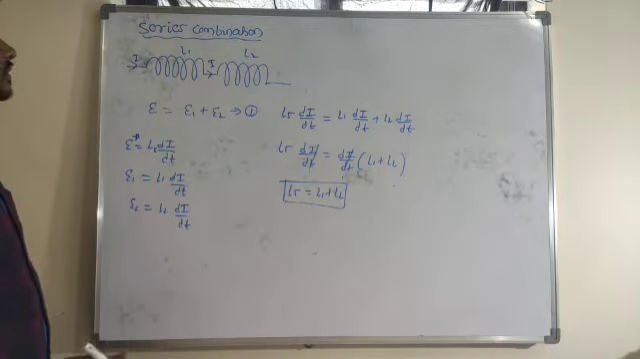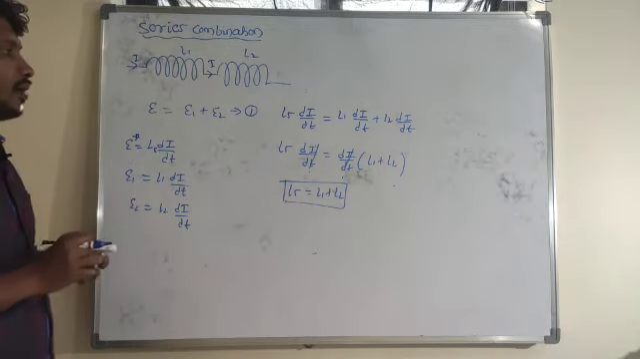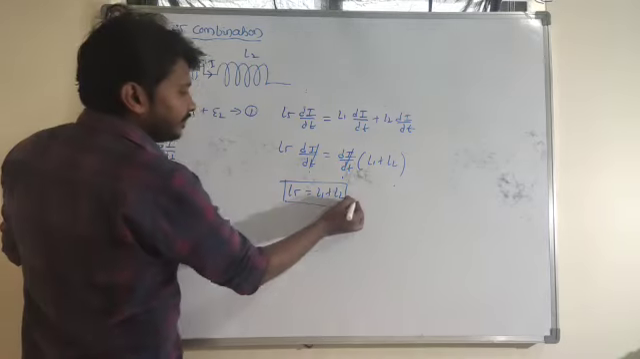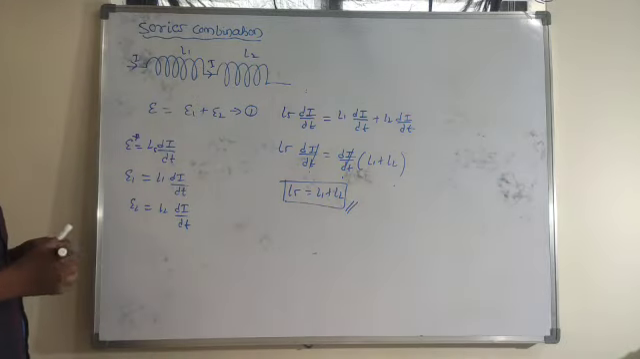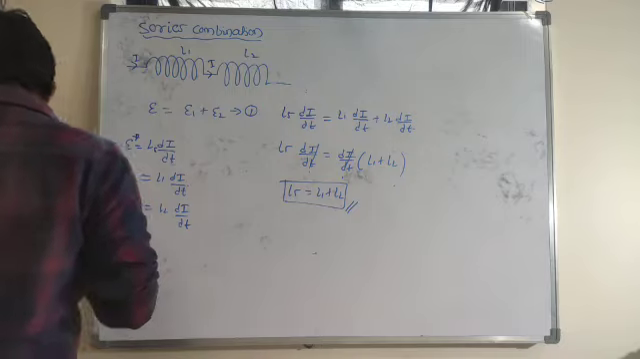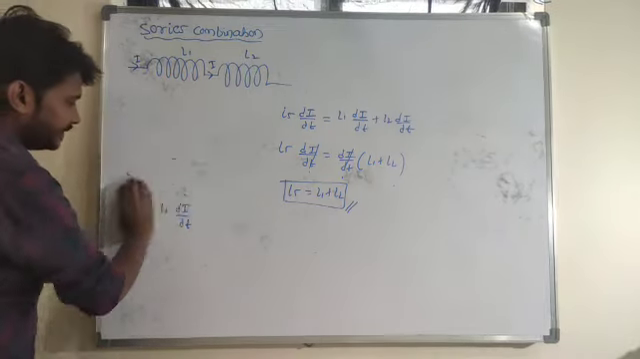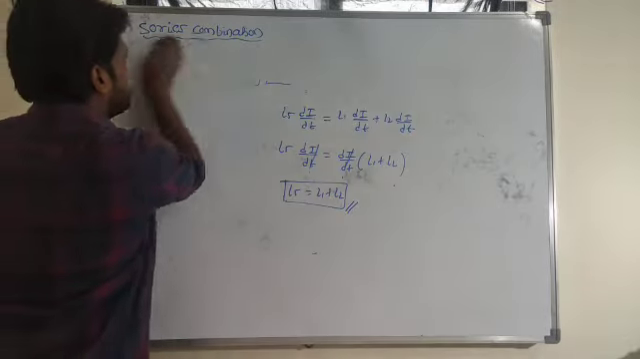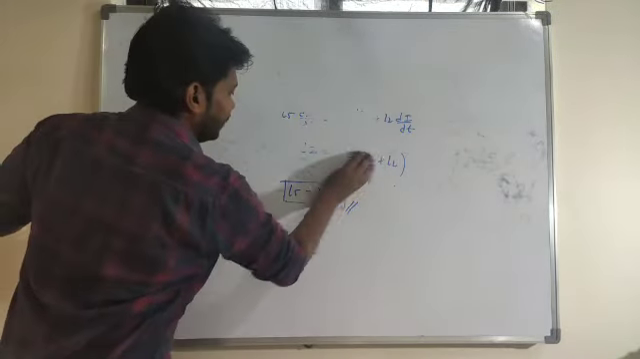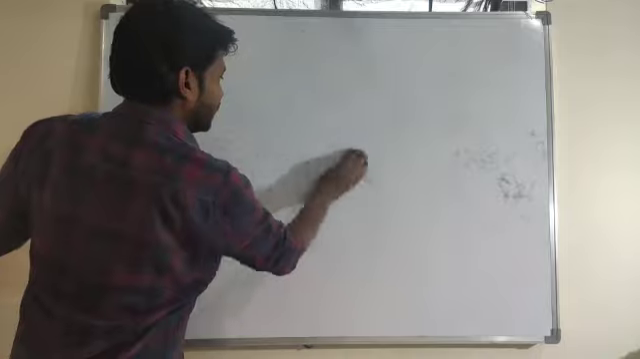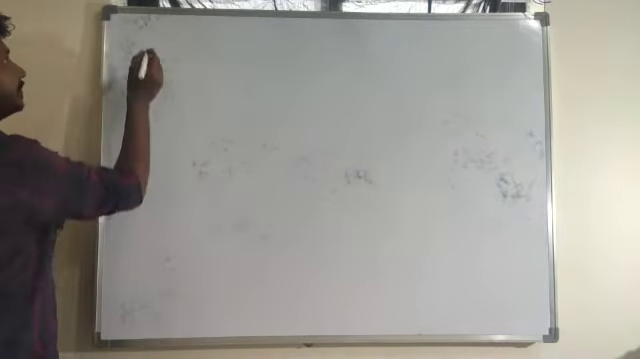So if these two coils are connected in parallel combination, what will be the coefficient of self inductance value I need to find out here? So in parallel combination, hope you are understanding these things. So look at here. Next we'll consider parallel combination.